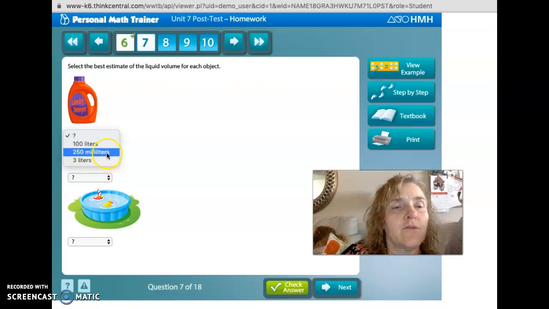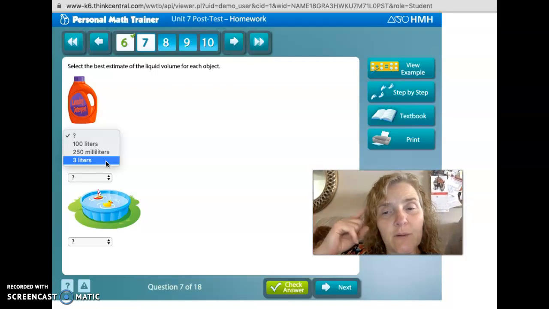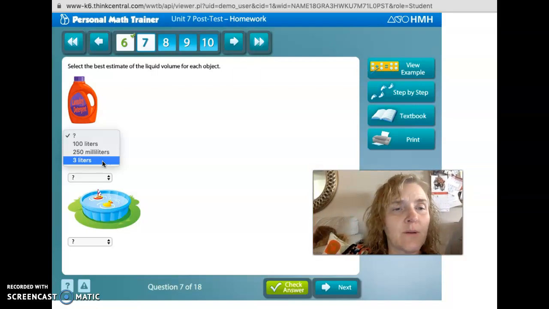3 liters, 250 milliliters, 100 liters. Well, if 1 liter is like my purple water bottle that always sits on my desk, because that's my comparison I like to keep in my head, I'd say that's probably 3 of those.